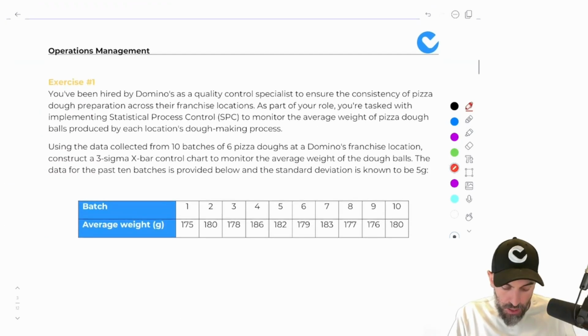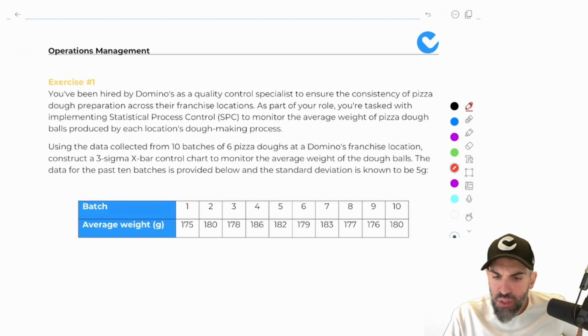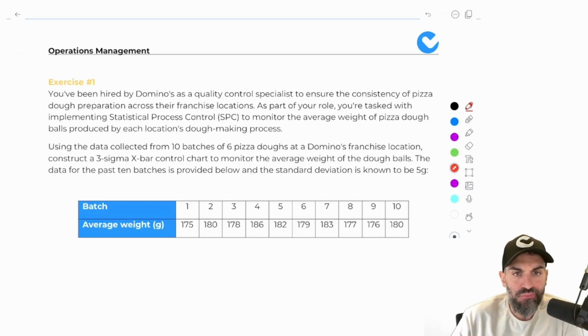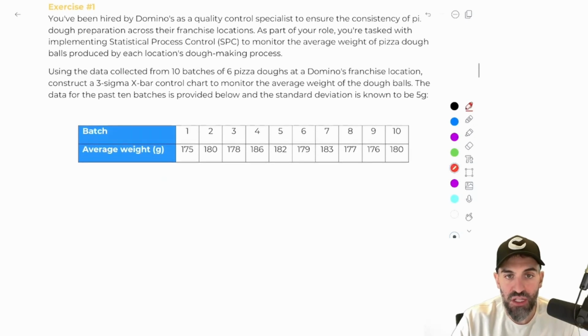So here's a question. We're going to do the first one. This is if you have the standard deviation, so let's read it. You've been hired by Domino's as a quality control specialist to ensure the consistency of pizza dough preparation across their franchise locations. As part of your role, you're tasked with implementing SPC to monitor the average weight of pizza dough, using the data collected from 10 batches. And this is how we do it, guys.